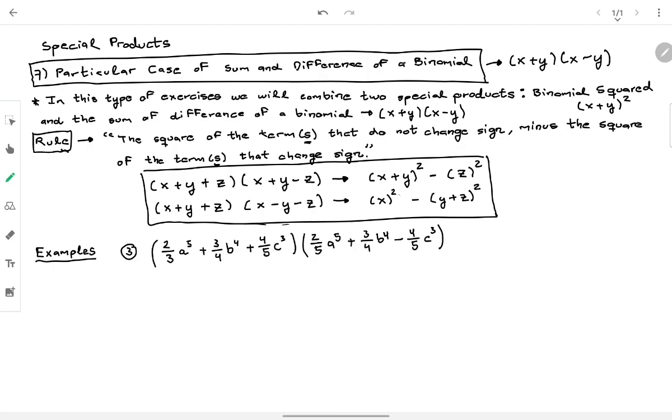So if we get something like this with fractions, don't worry, it's the same process. Remember, we need to look for those that do not change sign squared minus those that change sign squared. So it's going to be something like this.